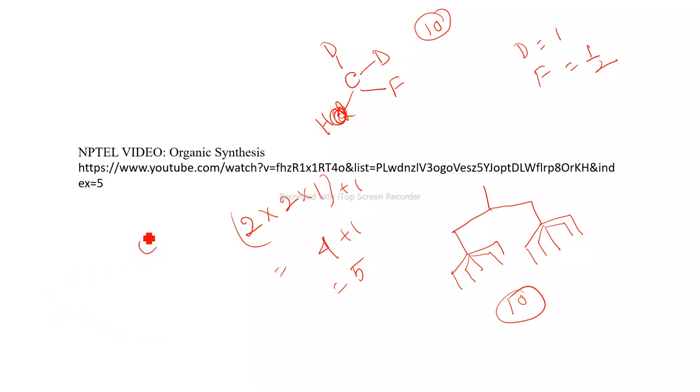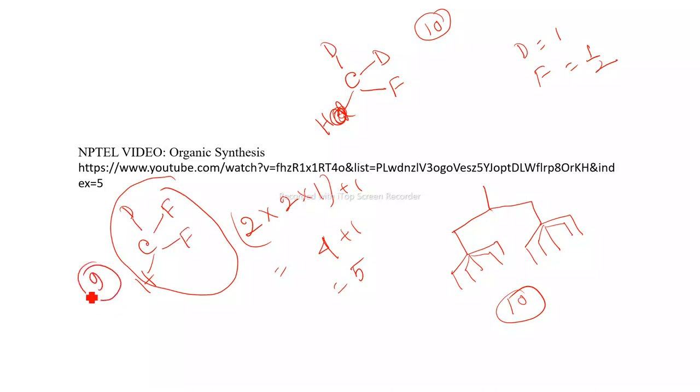Okay, then do CD2F2 and CDFH for this multiplicity. Sir, 9 lines, 9 peaks. Any other answer?